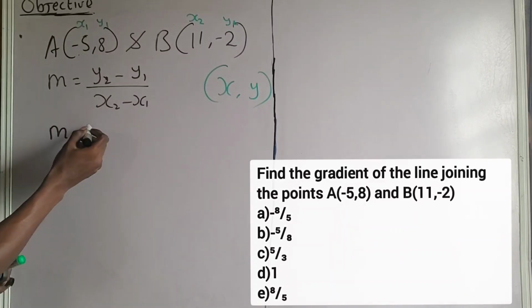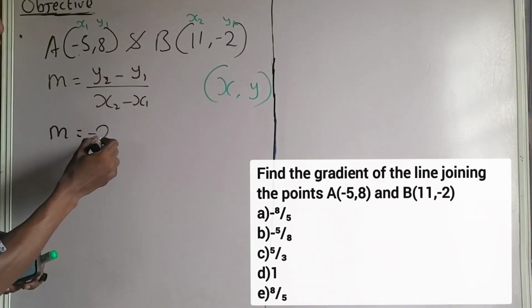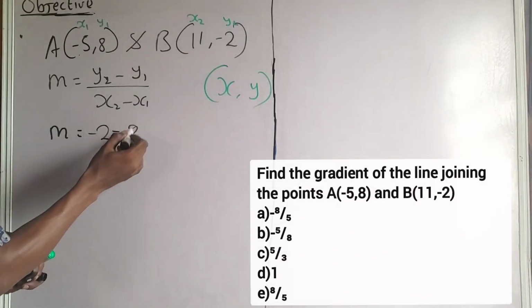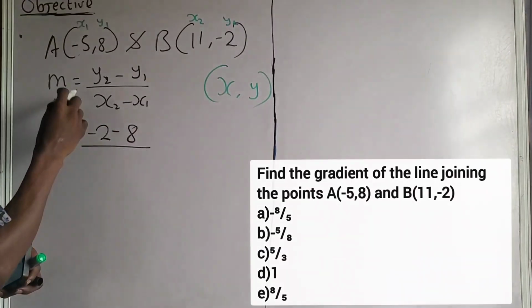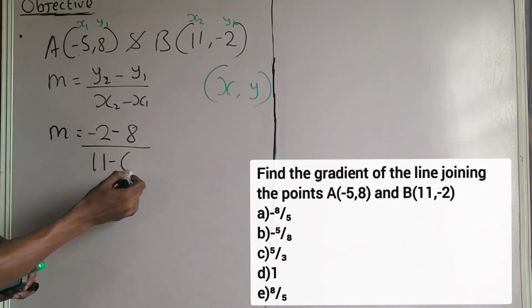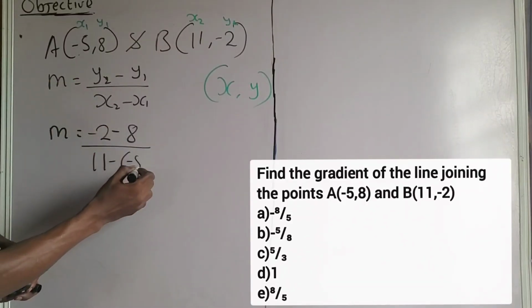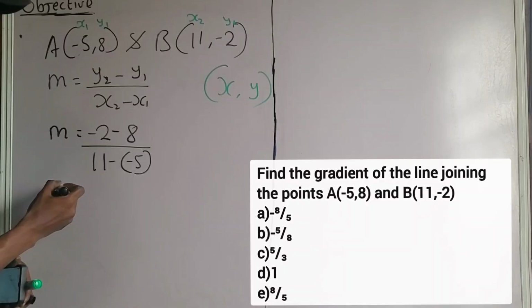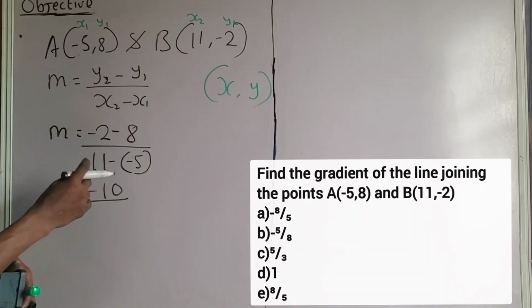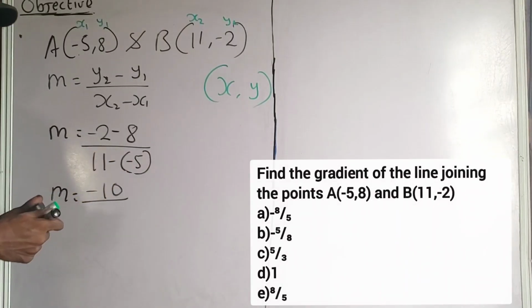For this, I'm going to have y2, which is minus 2, minus y1, which is 8. Minus 2 minus 8 all over x2, which is 11, minus x1, which is minus 5. So the gradient equals minus 2 minus 8, that is minus 10, all over 11 minus minus 5.